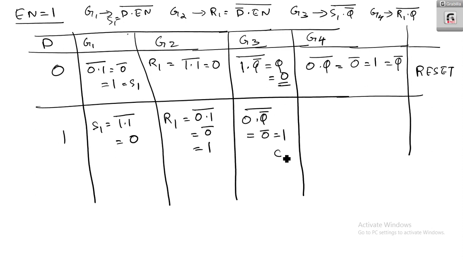That is basically Q. Now coming into G4, that is R1, that is 1, dot Q the whole bar. What is it? That is equal to Q bar. Now since Q is equal to 1, Q bar becomes 0. So what happens? When D is equal to 1, it will remain there. Or we can write it as Q is equal to 1. Q is equal to 1 means it is set.